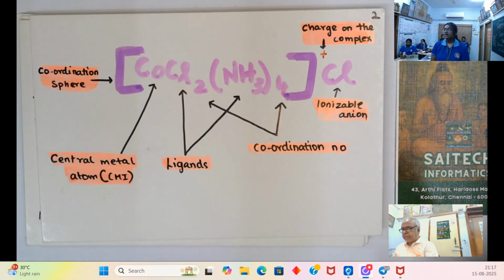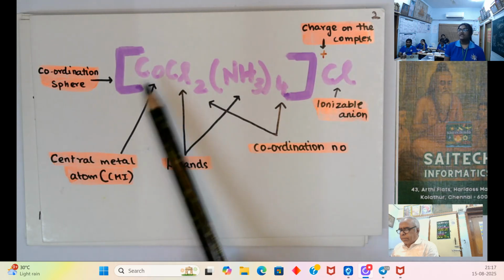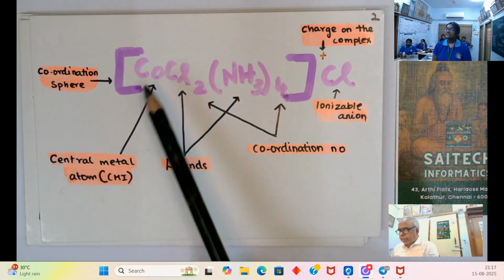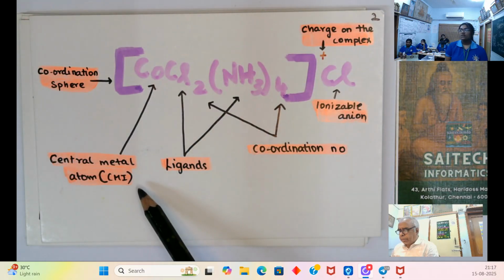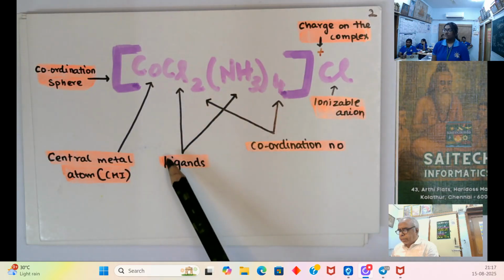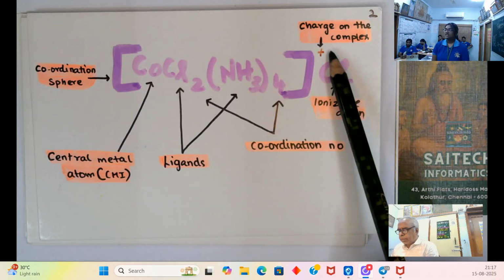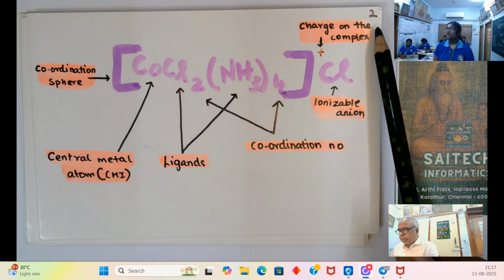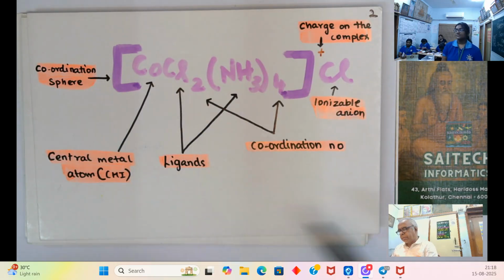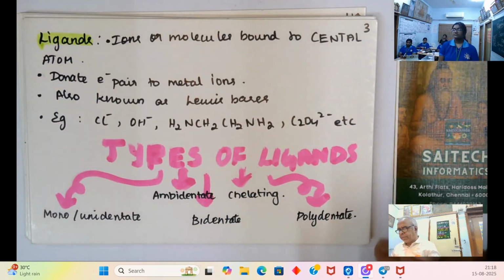And it is a representation of a coordination compound. The first one represents the central metal atom. It is also called CMA and CMI. The next ones are the ligands, that is chloride and amine. The 2 and 4 represent the coordination numbers of the complex. And the chlorine outside the coordination sphere is an ionizable anion, and the charge on the complex. The square bracket represents the coordination sphere.